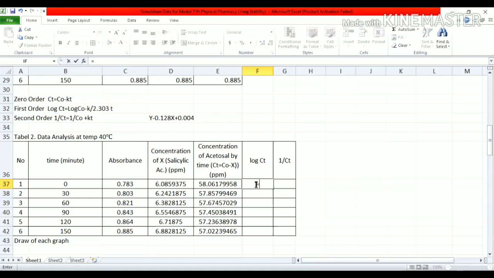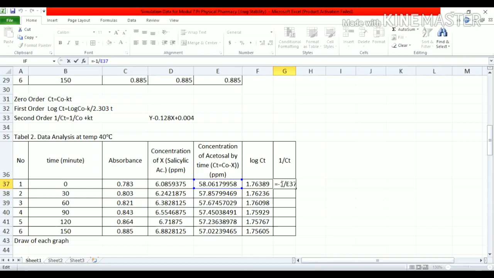And to know if the reaction will follow the second order, we have to analyze the data of the Ct. So this one, okay, this should not be minus, and we copy to the following cell. After we analyze the data, we then see the linearity of each order reaction.